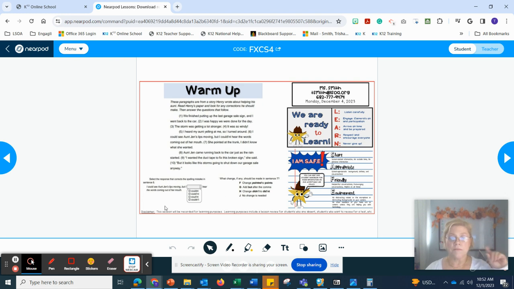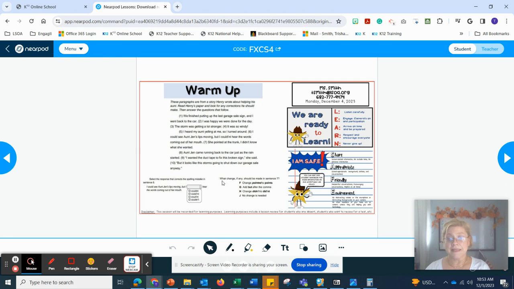Anyway. So, the first question you're going to do, you're going to go to sentence 6. Here's sentence 6, and it says, select the response that corrects the spelling mistake in sentence 6. So, I could see Aunt Jen's lips moving, but there are 4 different spellings for couldn't. Which is the correct spelling? Because if you look at, I could see Aunt Jen's lips moving, but I couldn't hear the words coming out of her mouth. Couldn't is not spelled correctly in sentence 6. So you need to find the correct spelling for it.